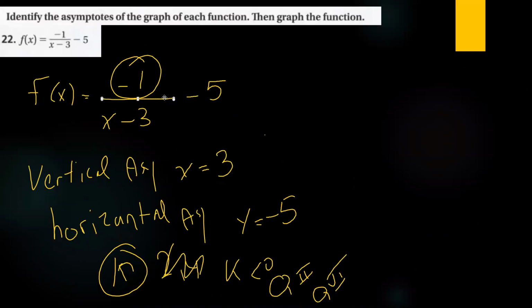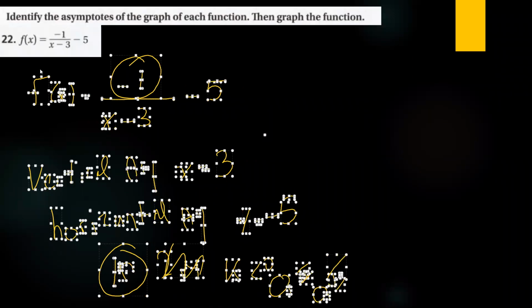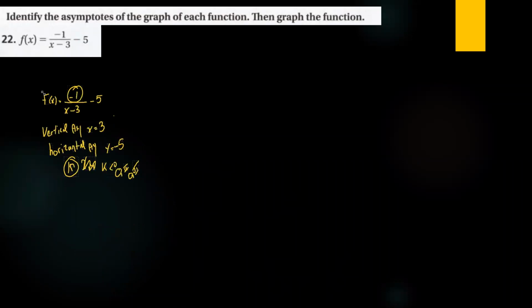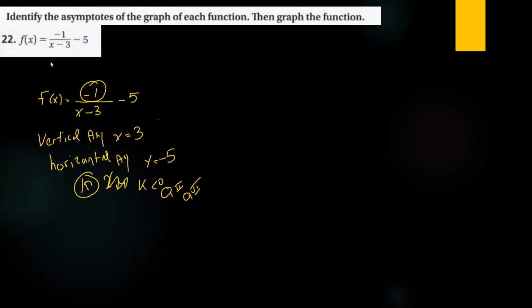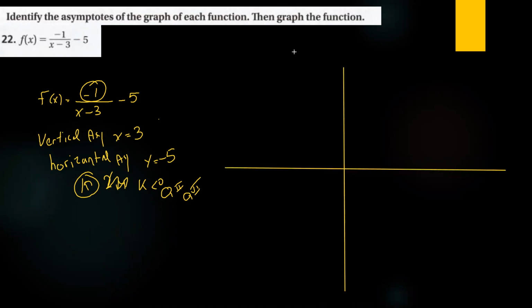Miss, the vertical asymptote, I will draw it on the x-axis. Yes, it must intersect the x-axis. Okay, Miss. So here, teacher, x equals 3. So how, teacher, will it intersect the x-axis and be in quadrant 1?